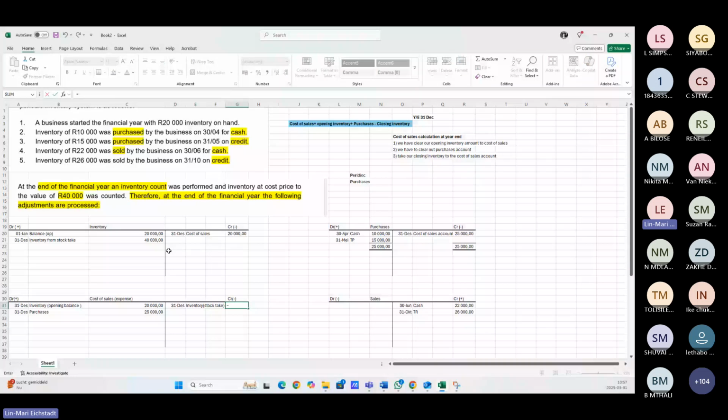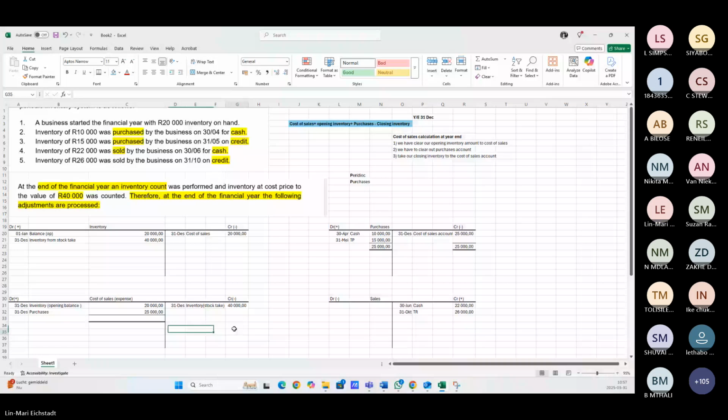Then if we do a total for the year, we see this side is 40,000, whereas this side is 45,000, meaning if we took our inventory opening balance plus our purchases for the year, we would expect at the end of the year our inventory to be 45,000. And then when we do our stock take at the end of the year, we see there's only 40,000 of inventory on hand. And so our balancing figure, which is our cost of sales, is the 5,000. And this 5,000 is our cost of sales.